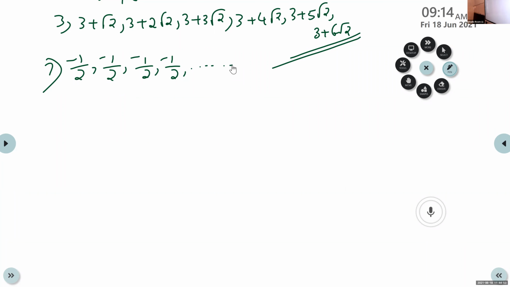Is this an AP? Negative 1 by 2, negative 1 by 2, negative 1 by 2. Yes, it is an AP with D equal to 0. The next terms are also negative 1 by 2, negative 1 by 2, negative 1 by 2. We are adding 0 to all these terms.